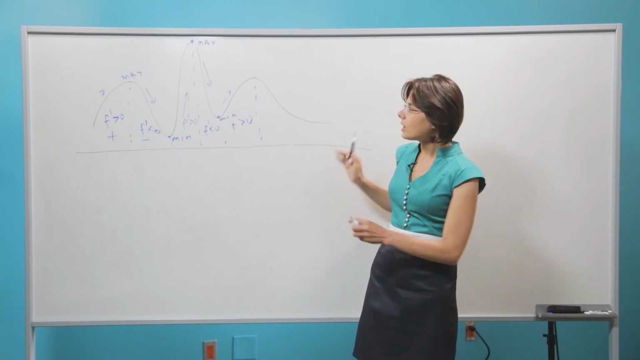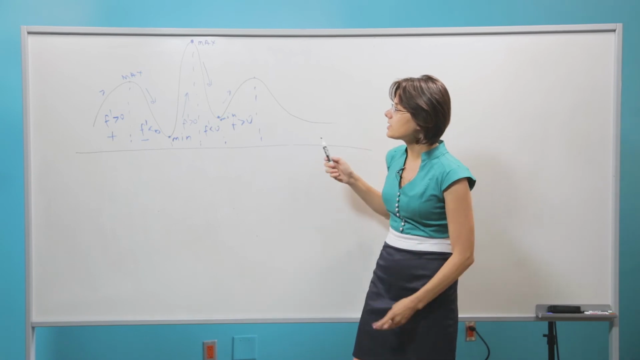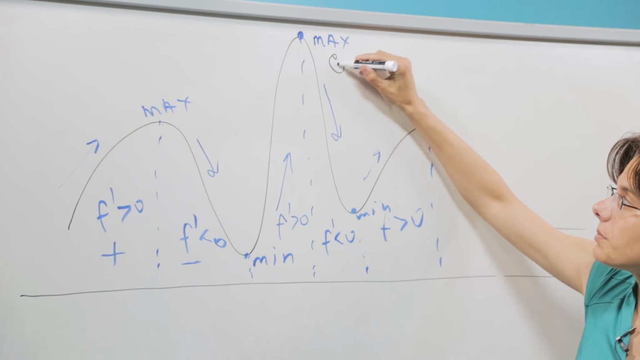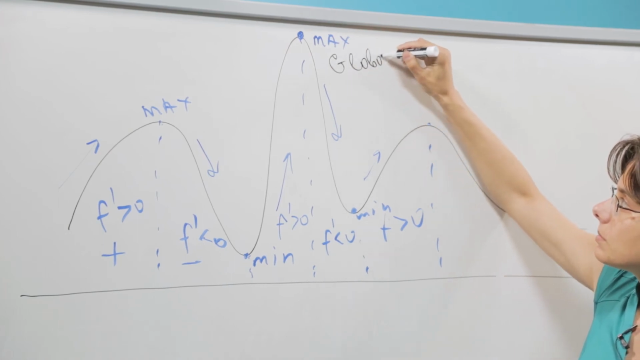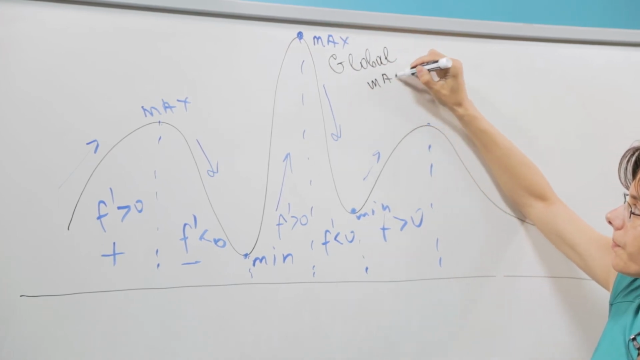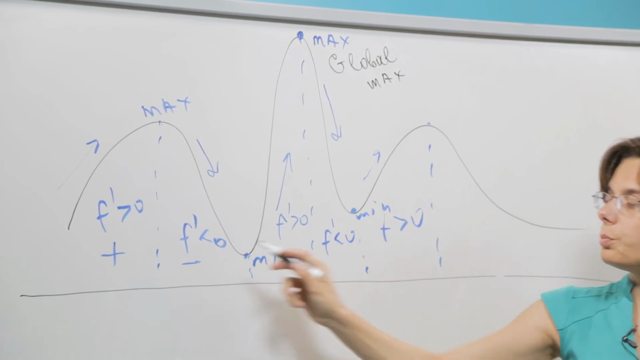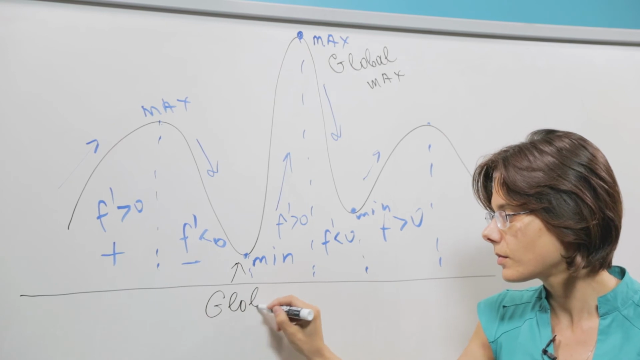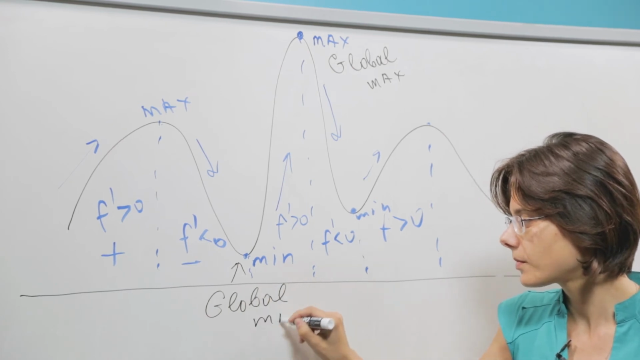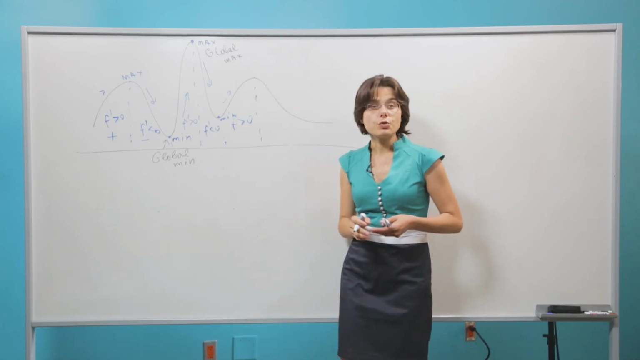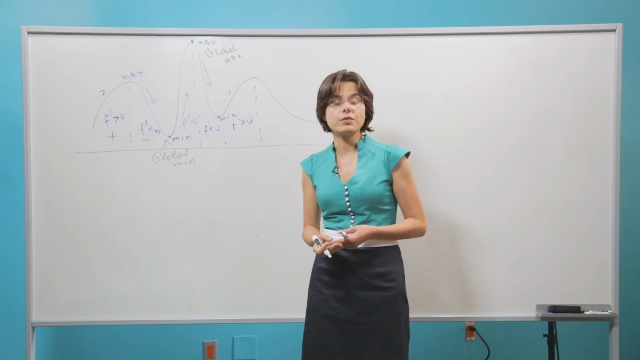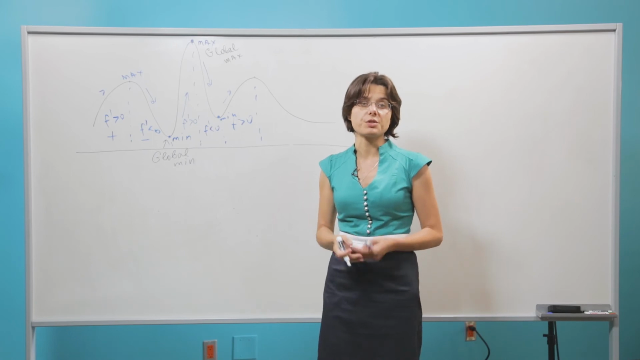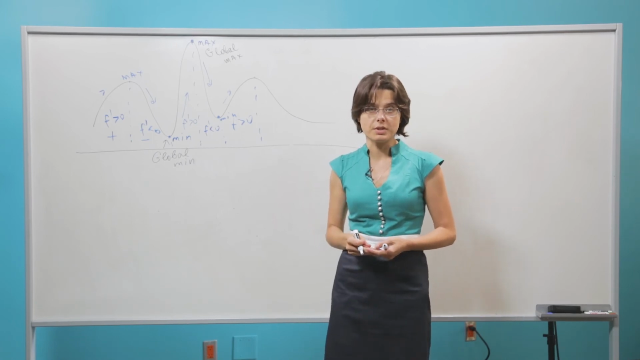Now if you look at the whole picture, you can see that the maximum over all maxima is also called the global maxima, and the minimum of all the minimums is called the global minimum. So in order to find global maxima and minima, we have to find all the local ones, and then just compare and choose the biggest and the smallest for global maxima and global minima.